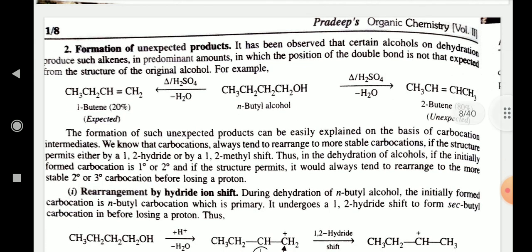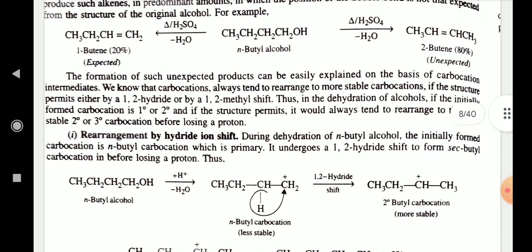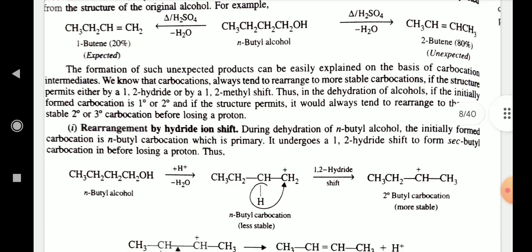Second, formation of unexpected products. It has been observed that certain alcohols on dehydration produce such alkenes in predominant amounts in which the position of the double bond is not that expected from the structure of the original alcohols. The formation of such unexpected products can be easily explained on the basis of carbocation intermediates. We know that carbocations always tend to rearrange to more stable carbocations if the structure permits, either by a 1,2-hydride or by a 1,2-methyl shift. Thus, in dehydration of alcohols, if the initially formed carbocation is 1° or 2°, and if the structure permits, it would always tend to rearrange to the more stable 2° or 3° carbocation before losing a proton.